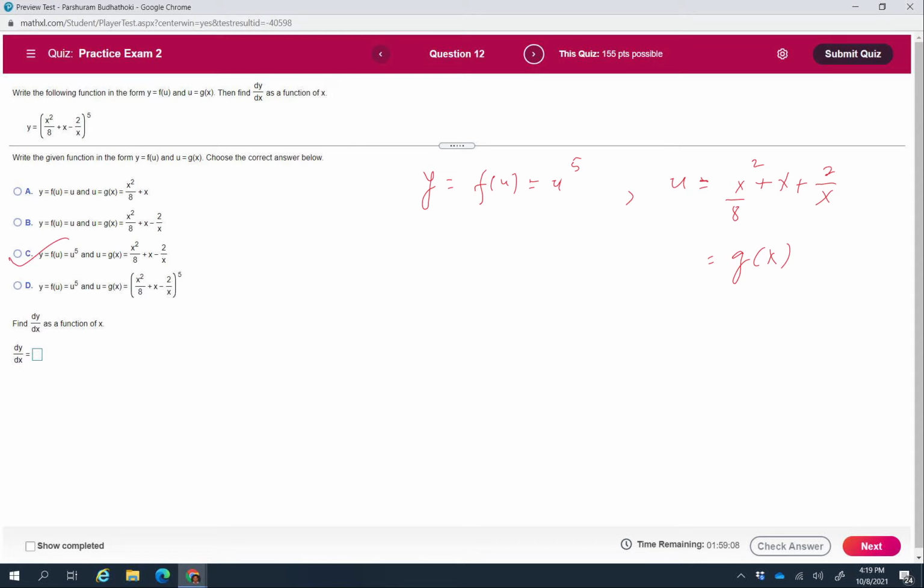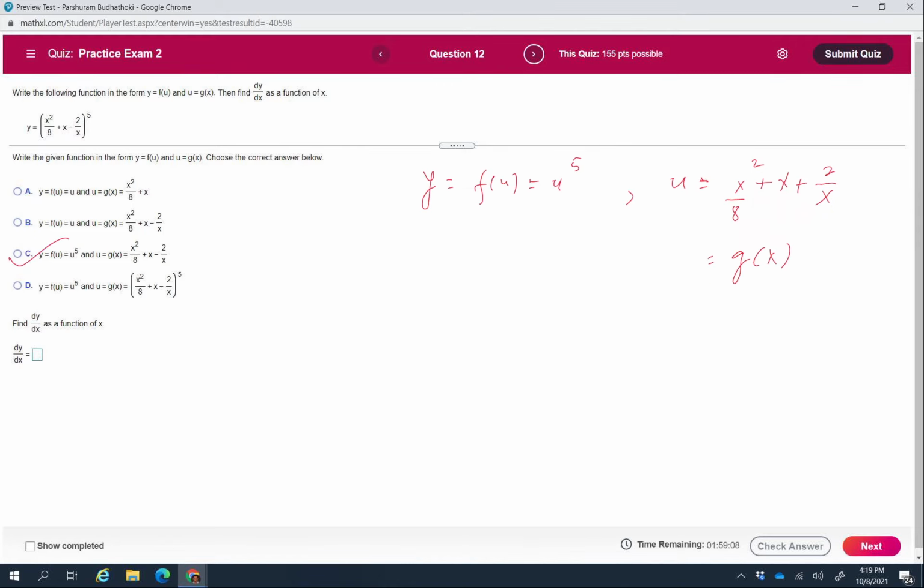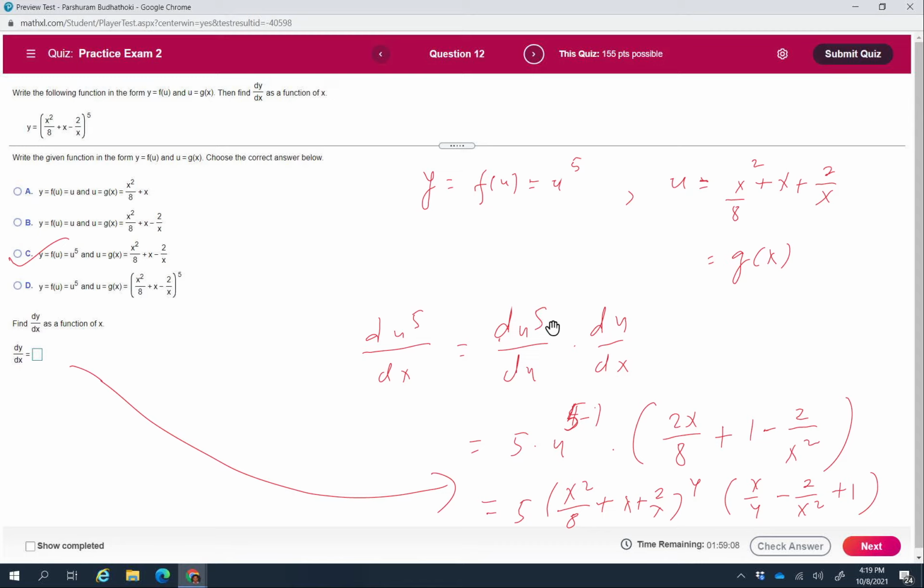Now we would like to use this formula we were talking about here and find the derivative of this function. So the derivative is 5 times u to the power 4 times the derivative of u, which is the derivative of this part: 2x over 8 plus the derivative of x, which is 1, minus the derivative of 1 over x, which is negative 1 over x squared. So this is the answer.